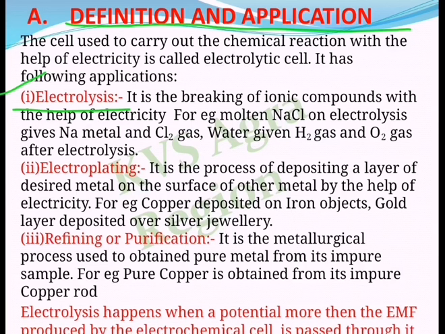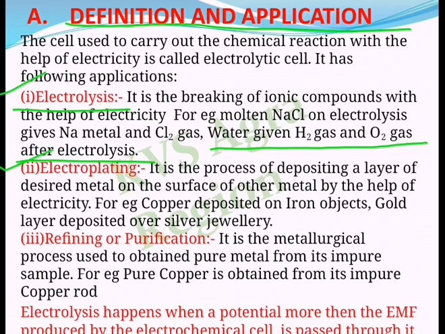Electrolysis, from 6th class we studied about this, is the breaking of an ionic compound with the help of electricity. For example, molten NaCl on electrolysis gives sodium metal and chlorine gas, and electrolysis of water gives hydrogen gas and oxygen gas. The second application is electroplating.